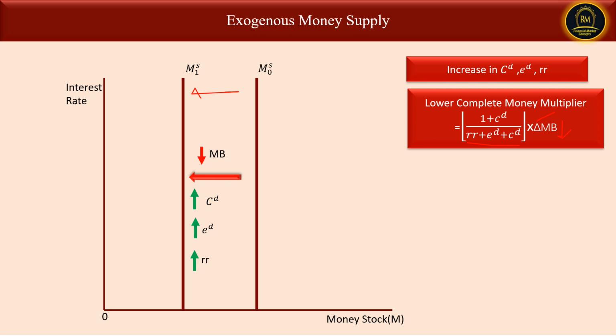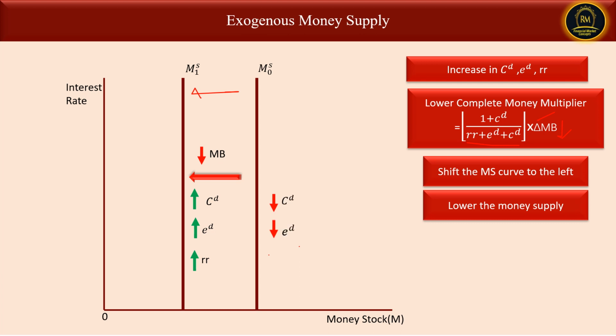Now what happens if there is a decrease in the currency ratio, a decrease in the excess reserve ratio and required reserve ratio, and an increase in the monetary base? This will lead to an increase in the money supply and the money supply curve will shift towards the right. That shows that the money supply in the economy has increased with the fall in the required reserve ratio, excess reserve ratio, and currency to deposit ratio, and the increase in the monetary base.